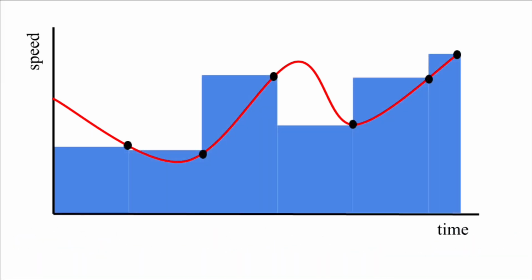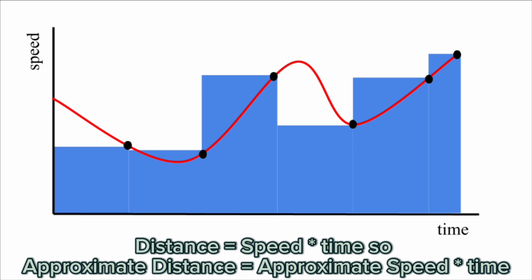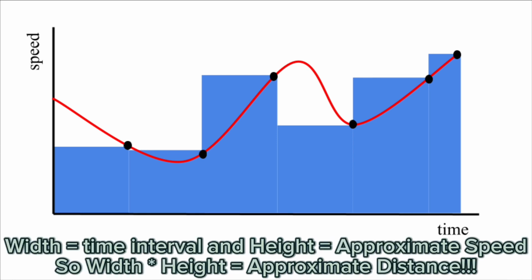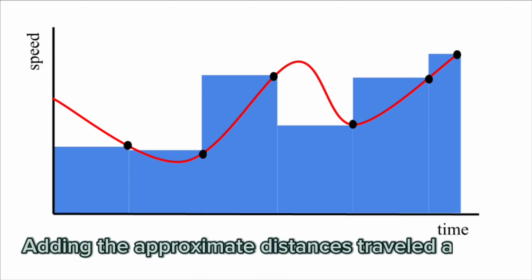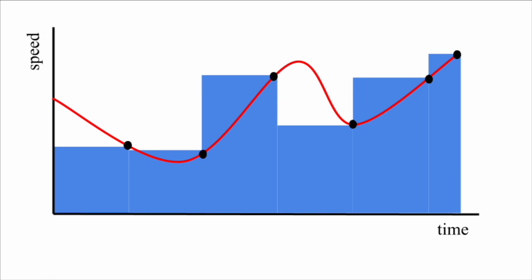We simply need to take an approximate distance traveled in a certain time interval, which is given by the approximate speed multiplied by the time, and this is represented precisely by the width times the height of a particular rectangle in the graph. Adding all of these approximate distances traveled together, we get the total approximate distance traveled after a certain amount of time. Aha! This is a key observation.